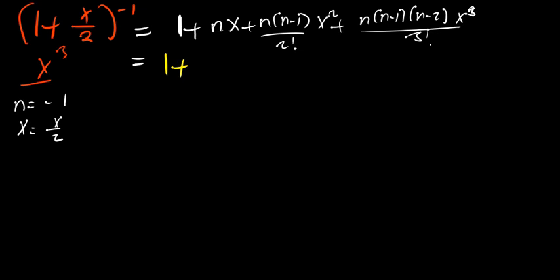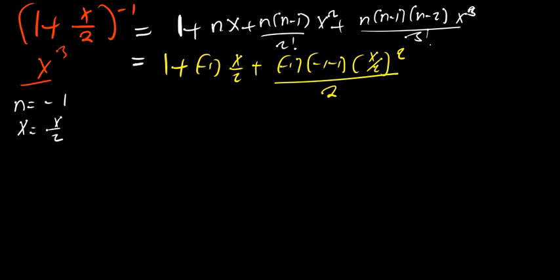1 plus, what is n? n is -1. What is x? x is x over 2. Plus n is -1, then -1 minus 1, x is x over 2 but squared, divided by 2 factorial, which is just 2 times 1, is 2. Plus n is -1, then -1 minus 1, -1 minus 2, then I have got x over 2 now to the power 3. Divide this by 3 factorial, which is 3 times 2, which is 6.